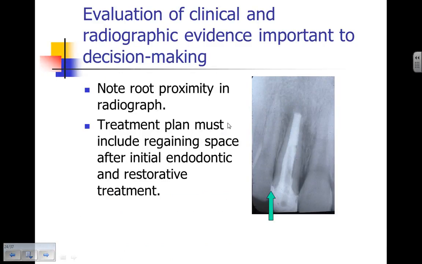And you think about in the future, if we're going to do a crown for this tooth, look at the root proximity on the distal against the lateral incisor. There'd be no room to create a margin to place a crown. So we need to include regaining space after endodontic treatment and restorative treatment for some time in the future.